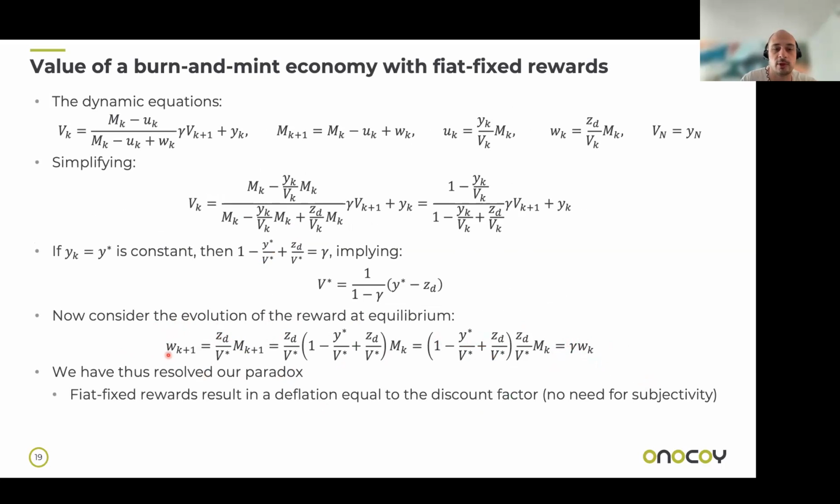So in this equation, we end up proving that our reward will deflate at this rate if we do a fiat fixed reward type scheme. So instead of actually having to choose our gamma d to be equal to gamma, which is impossible, it just ends up being the case. It's mathematically so. Obviously this needs to be tested, and it will be tested as we continue to work on this problem. But I think this relationship is quite rigid, actually. I don't think there are going to be problems with this relationship.